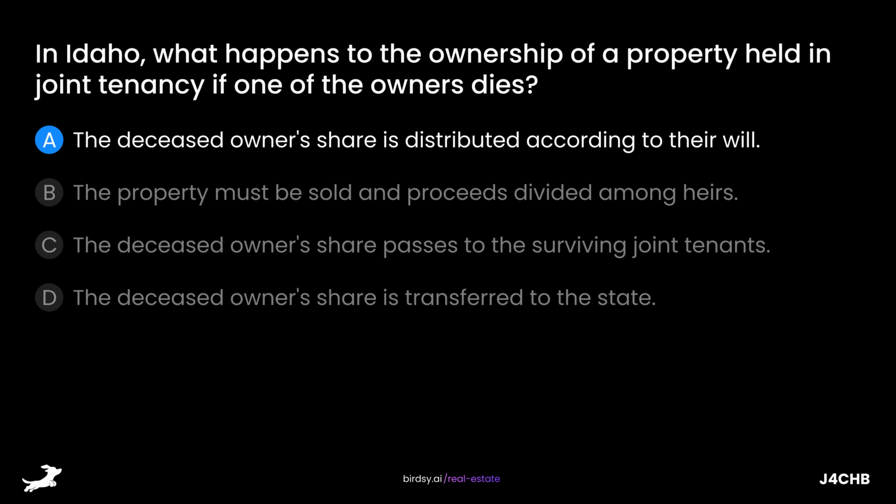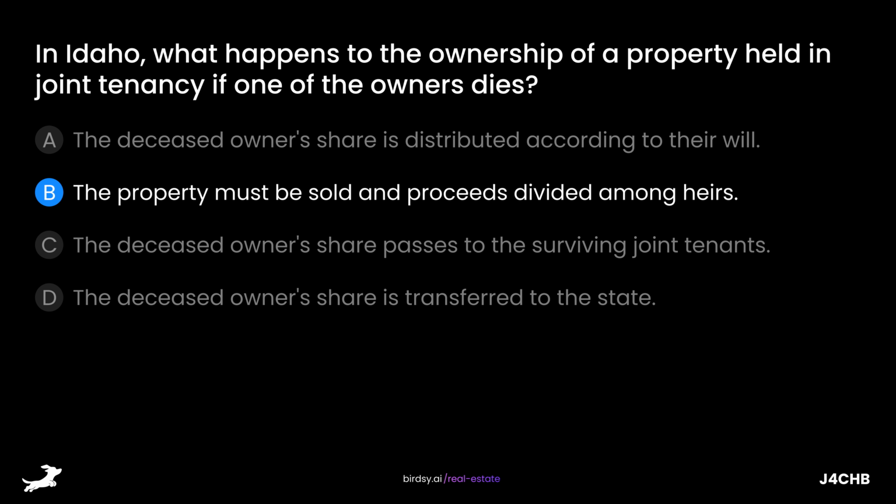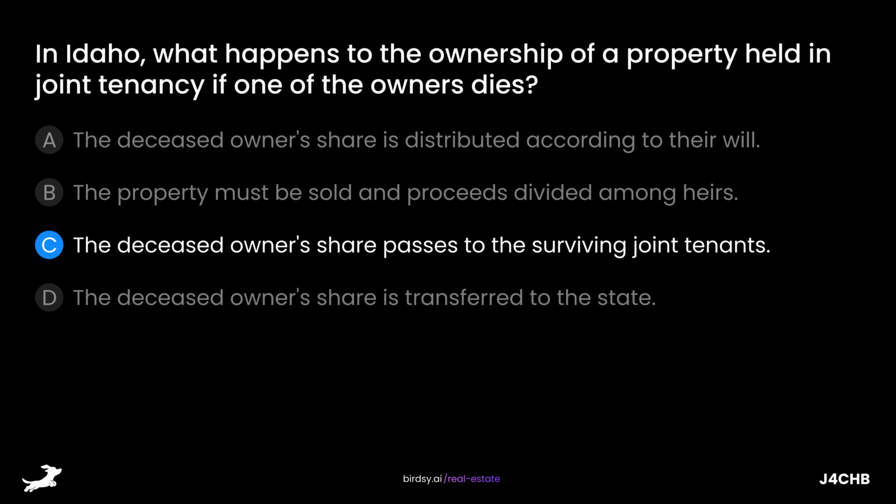Is it A, the deceased owner's share is distributed according to their will, B, the property must be sold and proceeds divided among heirs, C, the deceased owner's share passes to the surviving joint tenants, or D, the deceased owner's share is transferred to the state? The answer is C. The deceased owner's share passes to the surviving joint tenants.